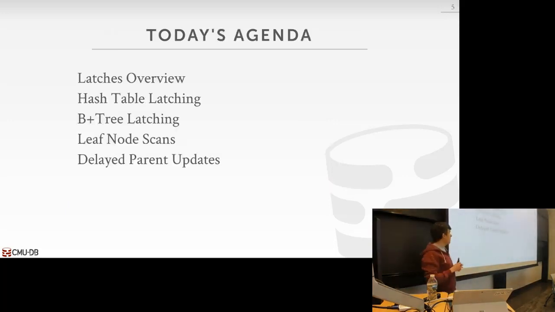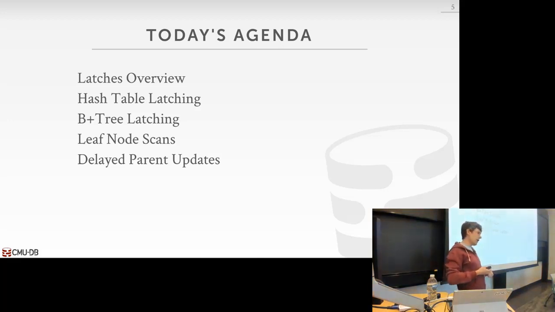We'll begin by talking about what a latch actually is, go into a bit more detail than we have so far, and how it's implemented. Then we'll start off with an easy case, thread-safe hash tables using latches, because they're really simple to do. But then we'll spend most of our time talking about how to handle this in B plus trees, and we'll talk about how to do leaf node scans and other optimizations, again, when we have multiple threads accessing things at the same time.